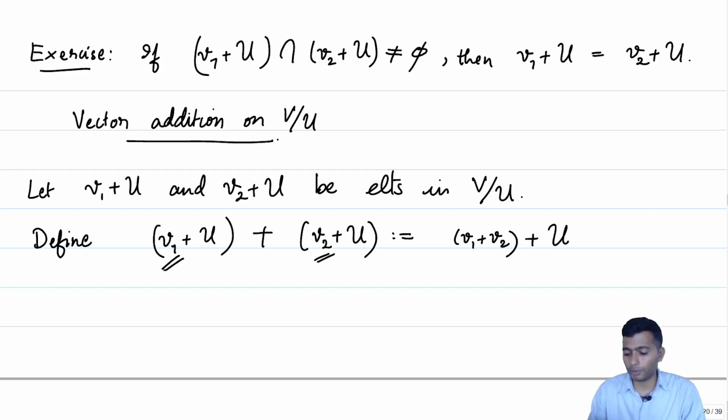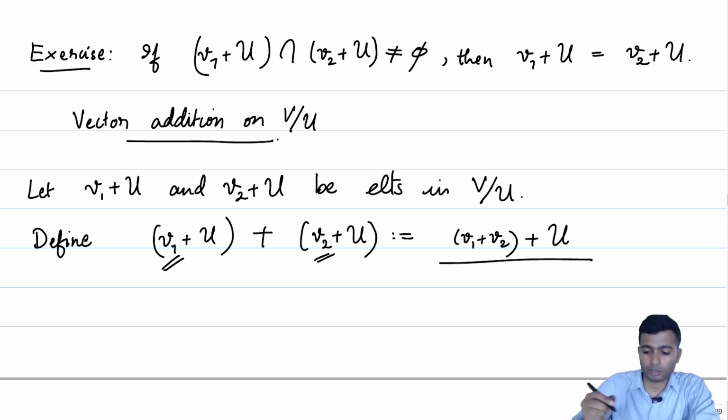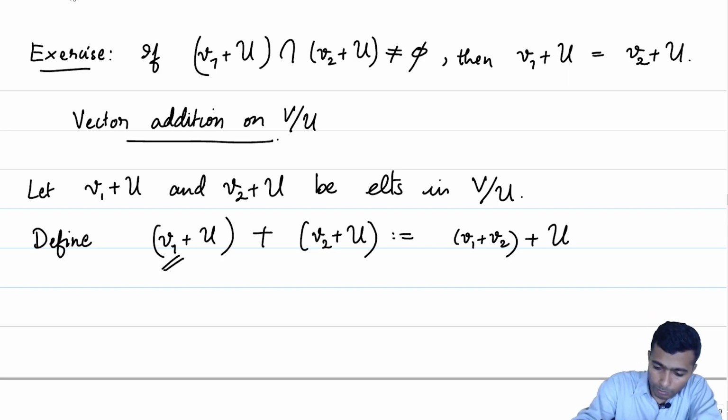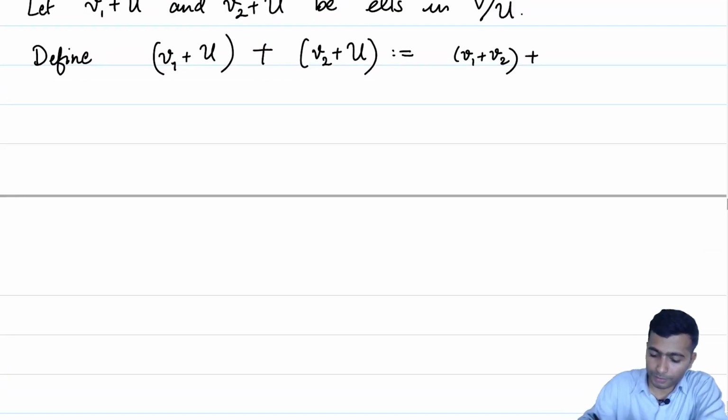Similarly, there could be many v2s which could give the same affine subset here. So there is a very serious problem with respect to this addition in terms of the choice of v1 and v2 involved. If v1 and v2 change, what if the right hand side here depends on that choice? So we have just now proved a proposition which essentially tells us that this choice doesn't matter. Before we get into that, let me also define what the scalar multiplication on V mod U is.